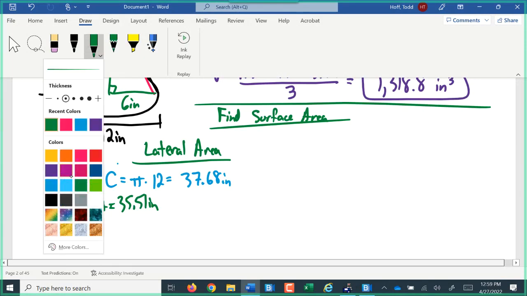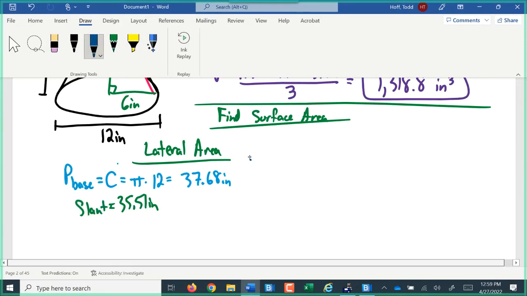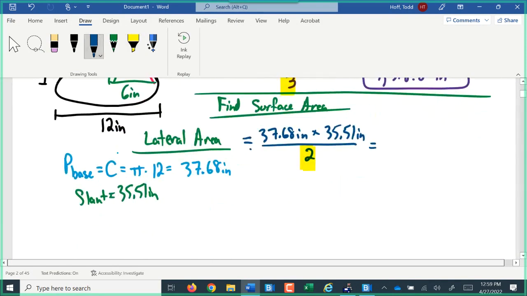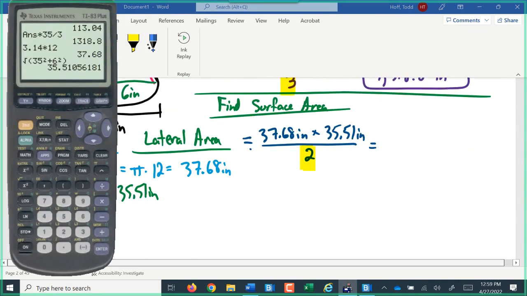Then what? Take that and, here's 37.68 inches, the perimeter of the base, times the slant, 35.51 inches, divided by 2 because it's a triangular shape. Area is two-dimensional, you divide by 2. Volume's three-dimensional, you divide by 3 for the volume, 2 for the area. Oh, I get it now. It just takes a while to remember it all.